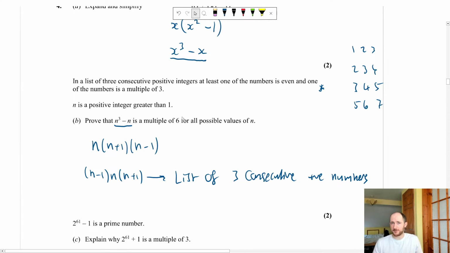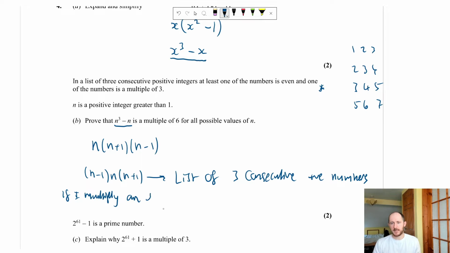What I have proved is that it's a list of 3 consecutive numbers, but have a look. At least one of them is even, and one of them is a multiple of 3. Multiples of 6 are even numbers that are multiples of 3. They are the even multiples of 3. So if I times an even and a multiple of 3 together, I will always get a multiple of 6.